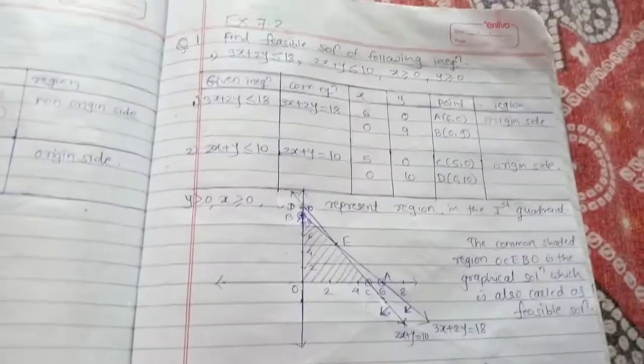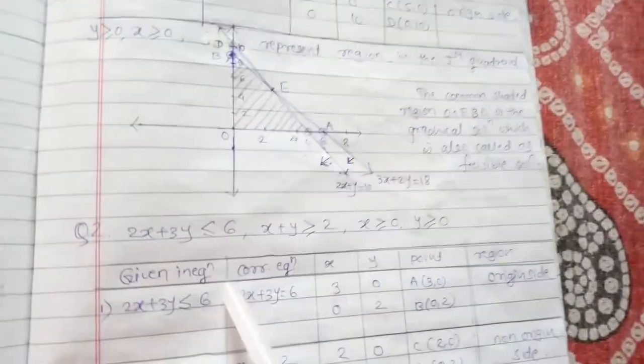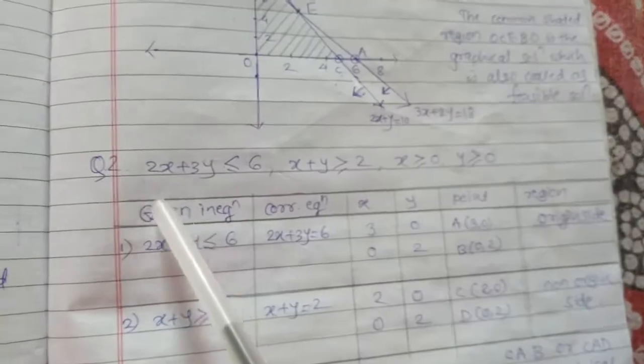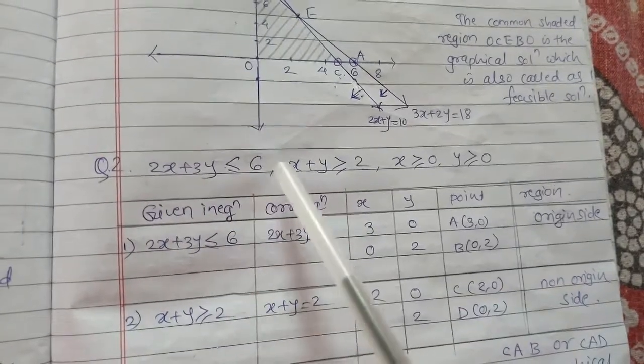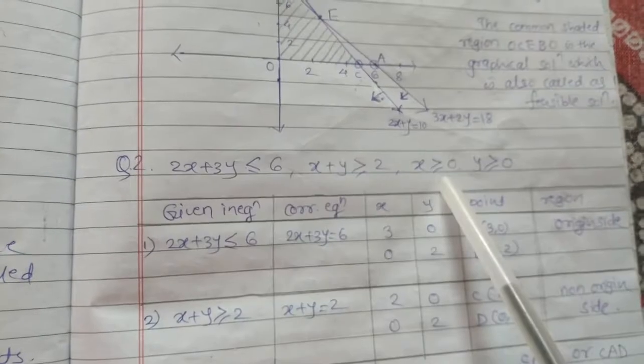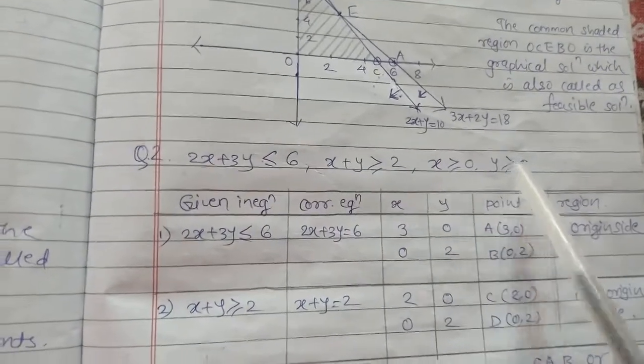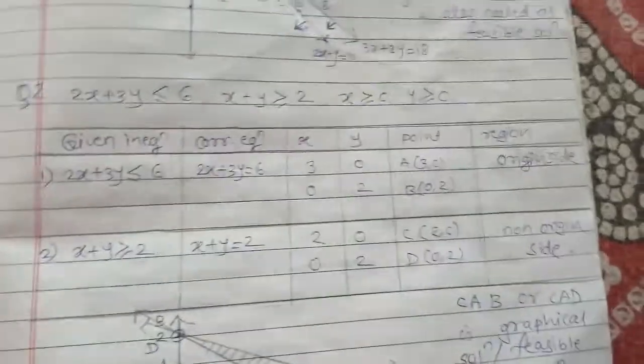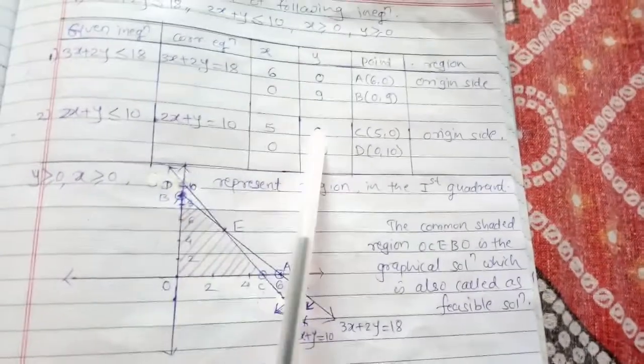And the second question from this exercise 7.2. The second question is again: 2x plus 3y is less than or equal to 6, x plus y is greater than or equal to 2, x is greater than or equal to 0, and y is greater than or equal to 0. So similarly, as in the first example, what we have to do here is the same.